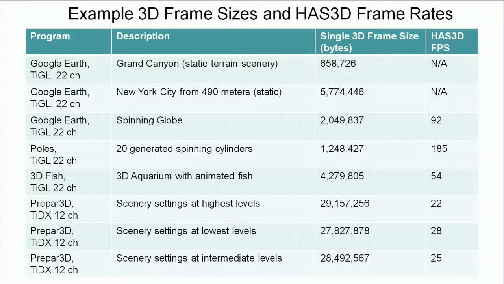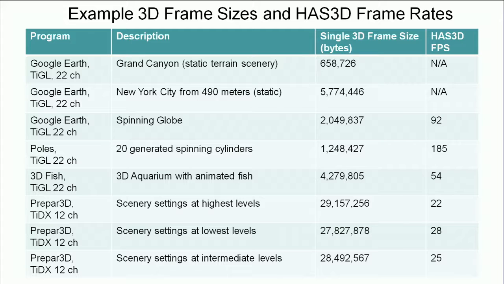Here are some example use cases for different 3D programs. Google Earth, looking at the Grand Canyon, puts out about a half a megabyte frame size, and frames per second is not really relevant. You can move around Google Earth pretty fast on our display, but it's a static display, so you're not really talking frames per second there. New York City from about 490 meters, again a static view, is 5 megapixels. So there's a lot more data there than there is representing the Grand Canyon. A spinning globe from Google Earth is a couple of megapixels.